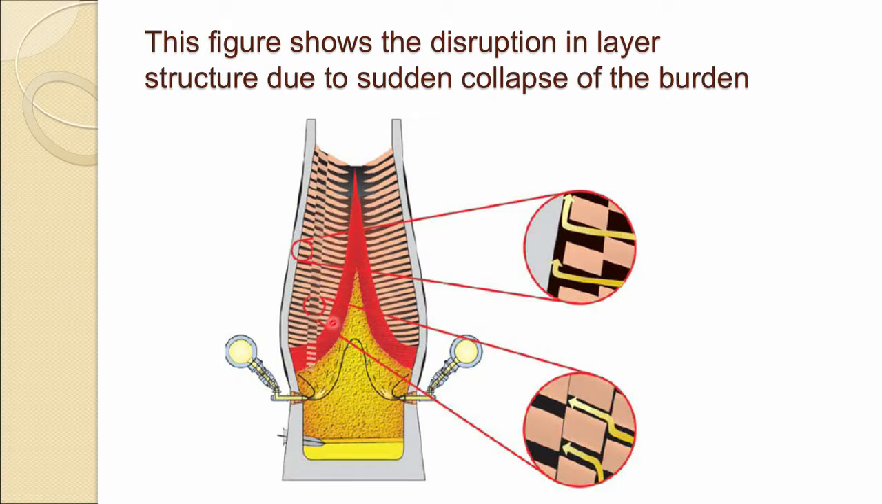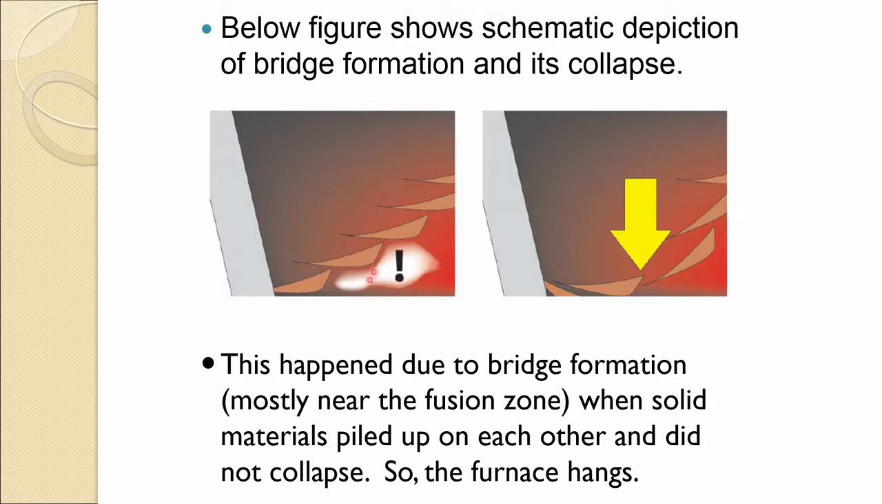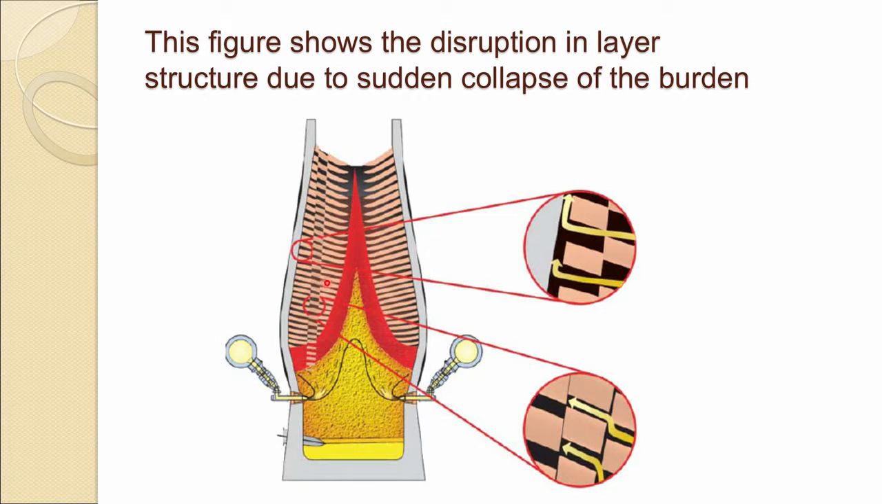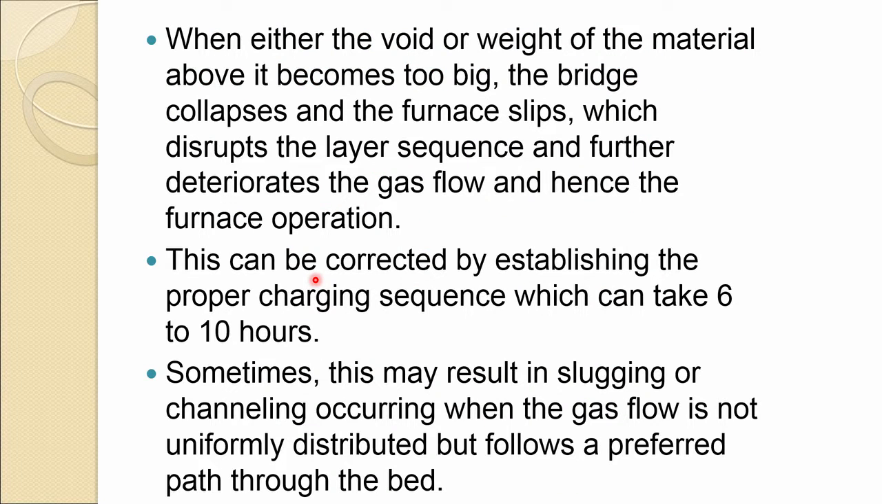Slugging also occurs mostly in this sort of region. This phenomenon is known as slugging, where the gas has to bubble through. So, it goes up with the whole material taken away, and then it collects. That sort of slugging can occur, and which again is not good for the smooth running of the furnace.